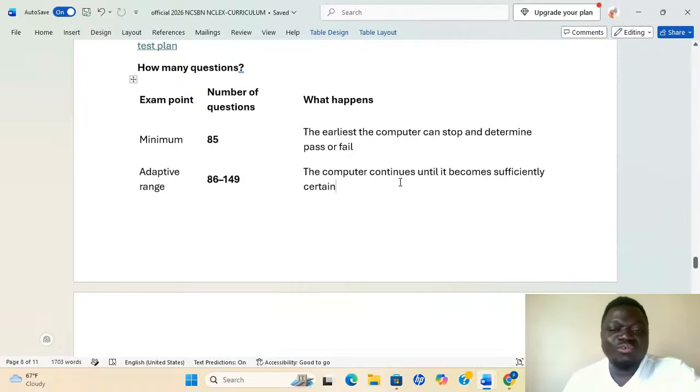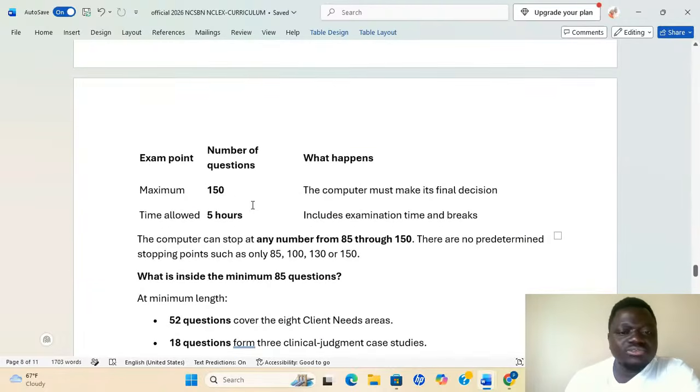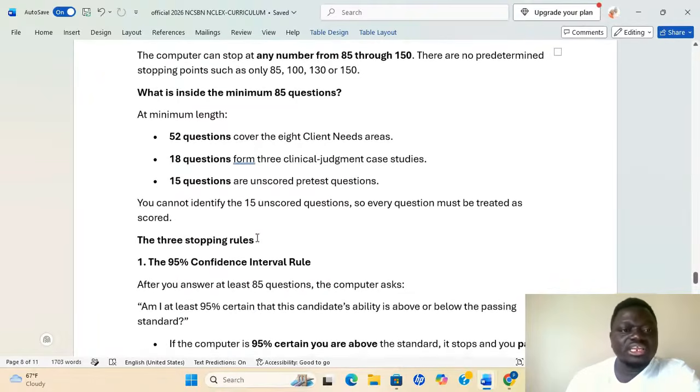So the computer continues until it becomes sufficiently certain. Sometimes they only need maybe basic care and comfort for you to pass, but you did not prove yourself, so 150 questions. Okay, good. Now, when the computer gets to 150, the computer will make its final decision. And the time allowed is this.